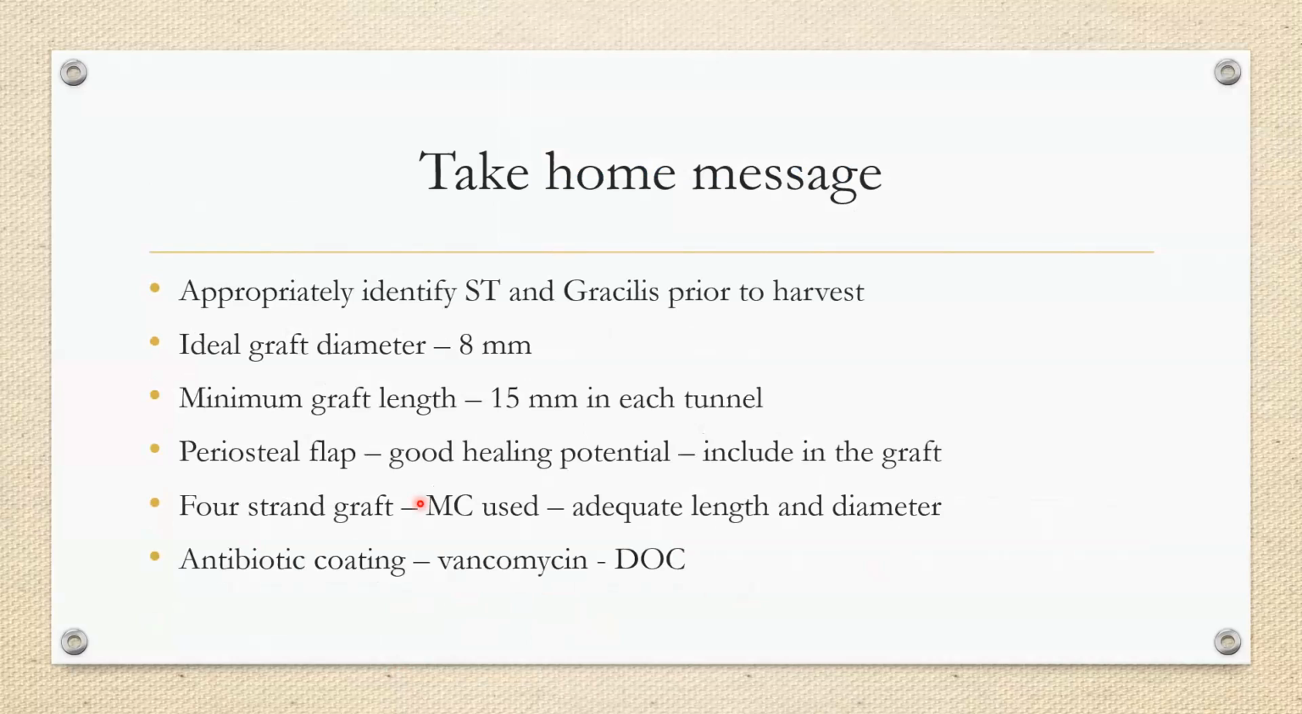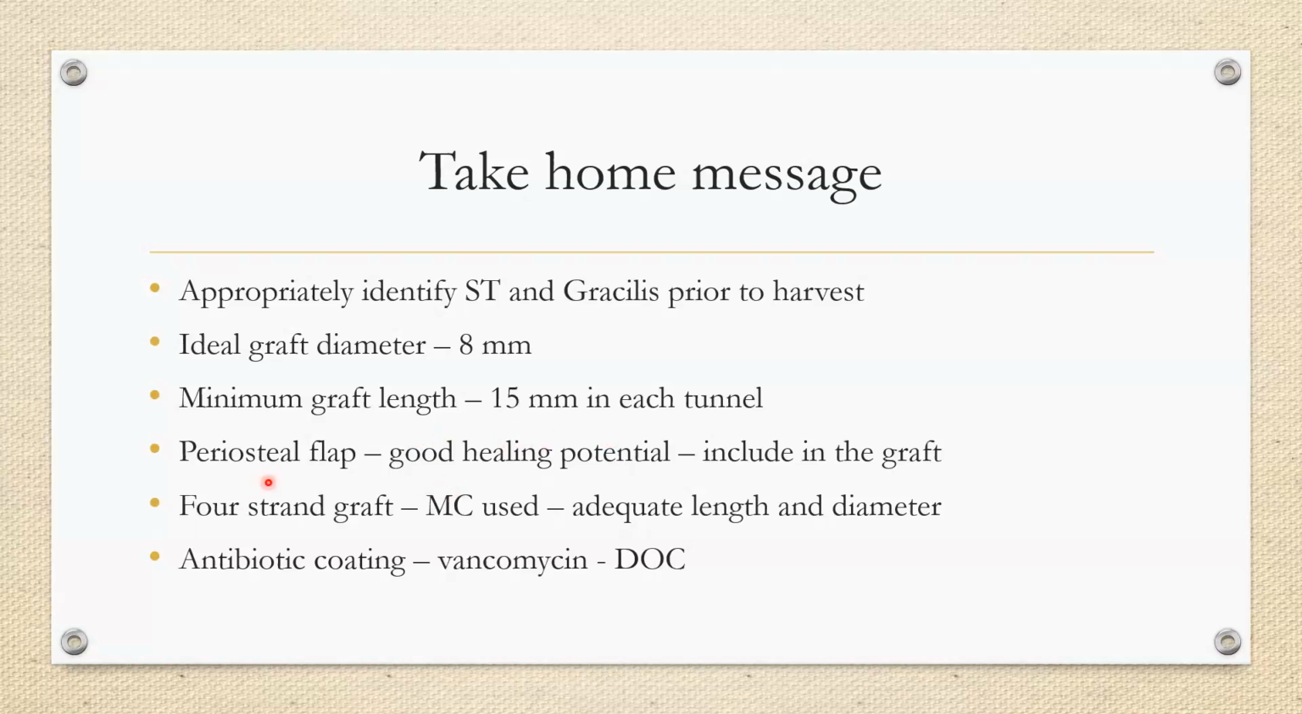So the take-home message: when harvesting a hamstring graft, appropriately identify the semitendinosus and gracilis prior to the harvest, and always harvest the semitendinosus first. The ideal graft diameter as recommended by the literature for the Western population is 8 mm. And the minimum graft length which should be in each tunnel is 15 mm.